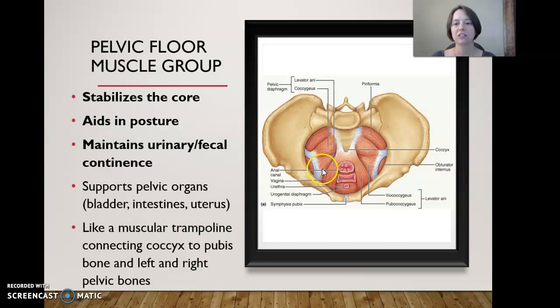Also, it's like a border for those pelvic organs, the bladder, the intestines, the uterus, so they don't kind of fall through. And like I said, it's like a little muscular trampoline. It connects the coccyx back here to the pubis in front, and the right and the left. All right, those are your abdominal muscles.